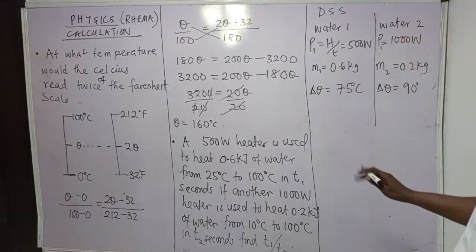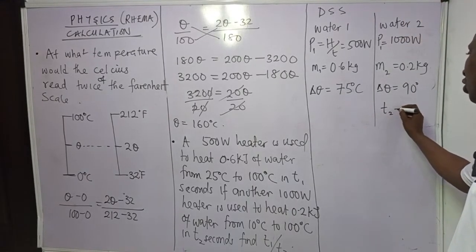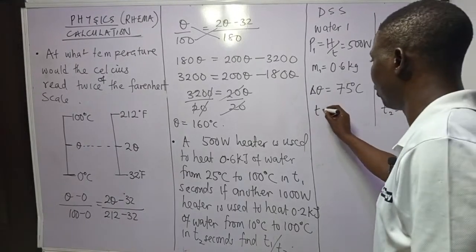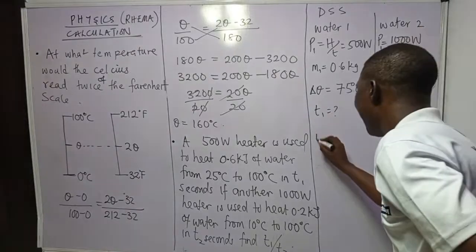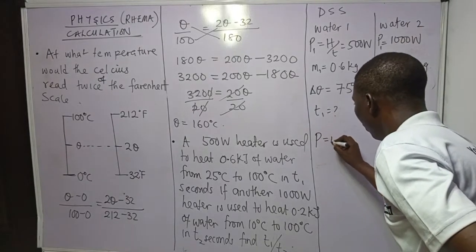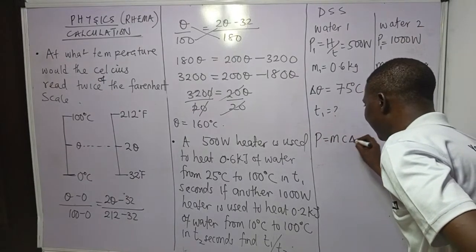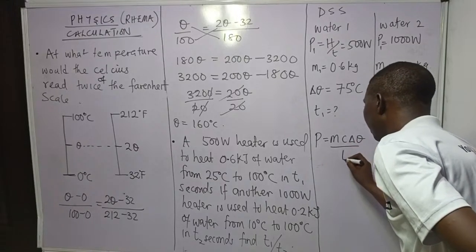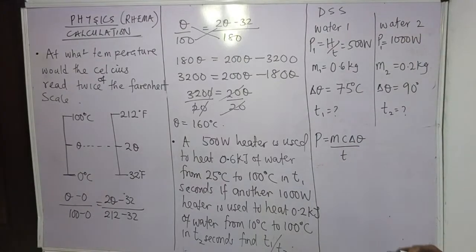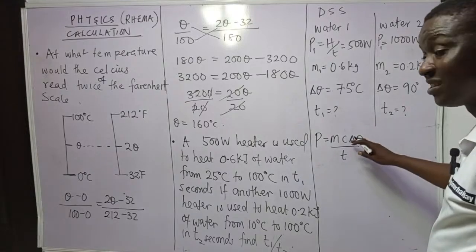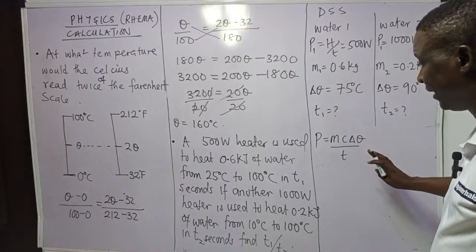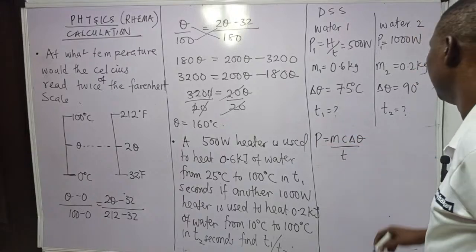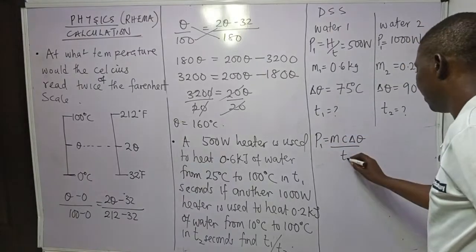Now, having gotten that, we are looking for this. Let's call this one T2 and let's call this one T1. Now, what I want to do is: power will be equal to MC change in theta over time. Some of us are not familiar with this formula anyway. This is normal heat energy divided by time, which is the rate of heat energy when we are talking about a water heater. Then this is P1, this is T1.